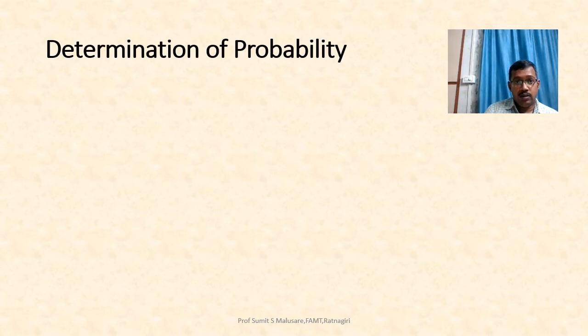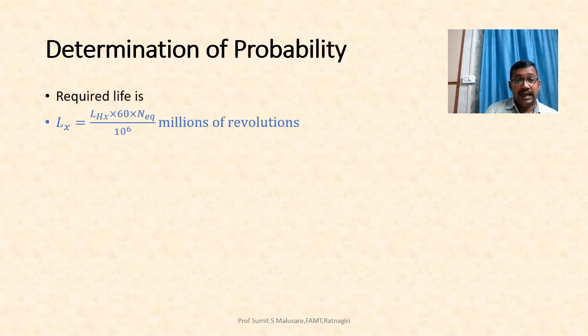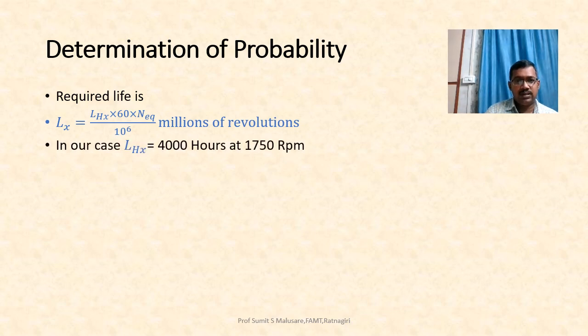Now the determination of probability. The life required, that is Lx, is 4000 hours at 1750 rpm at 92%. What is the percentage that we need to find?